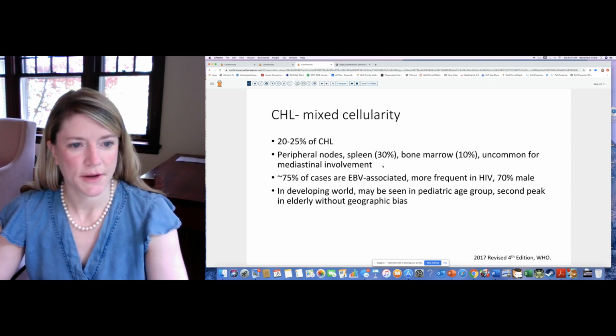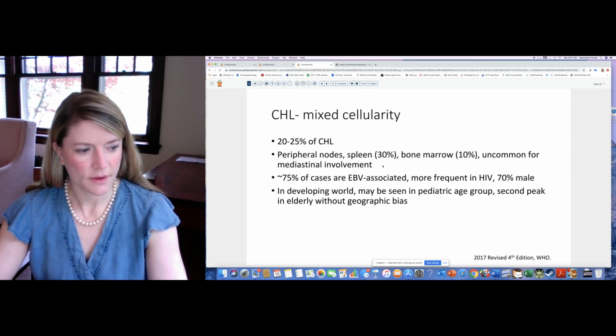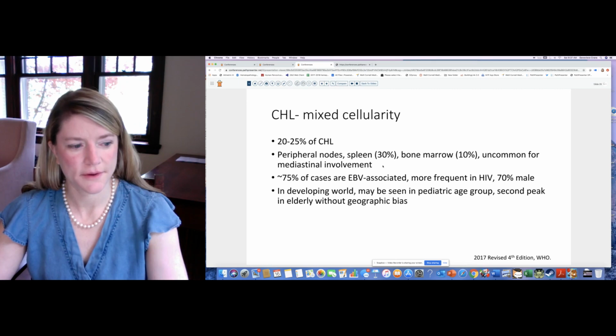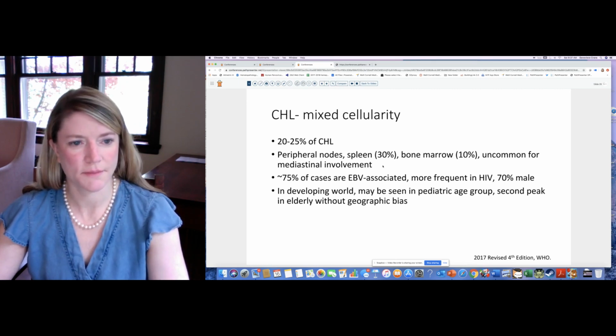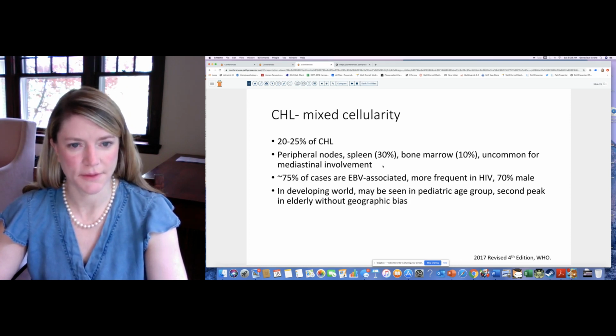Now, this particular patient also did have HIV. These mixed cellularity forms are seen more often in patients with untreated HIV, with nodular sclerosis Hodgkin lymphoma increasing in that population in the setting of HAART therapy.